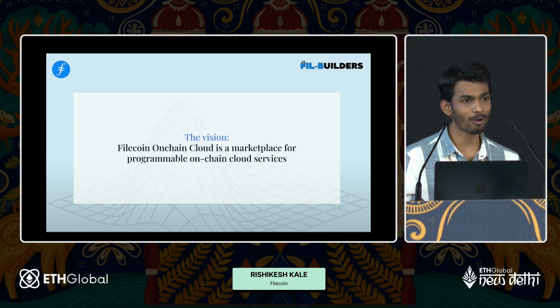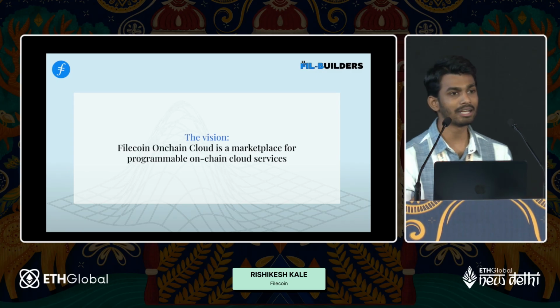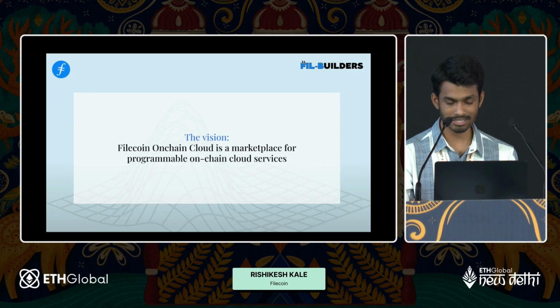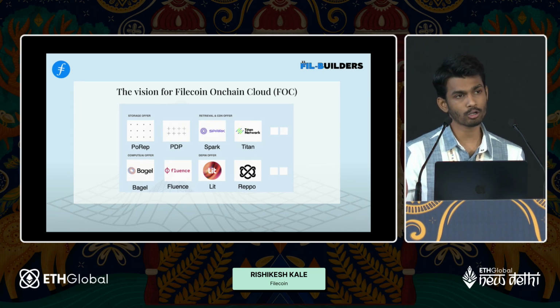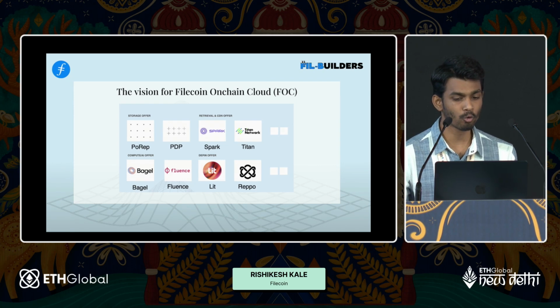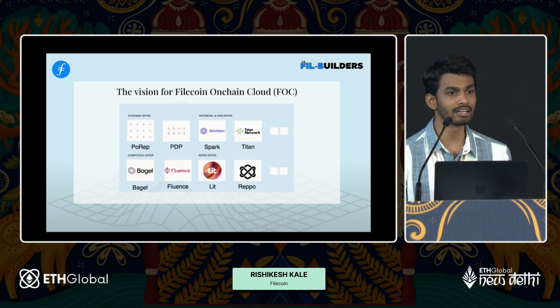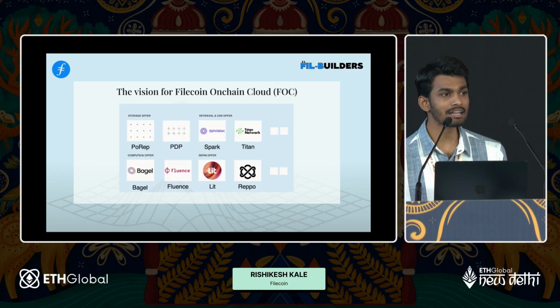So the vision of Filecoin Onchain Cloud is that we are trying to build a programmable marketplace for on-chain cloud services. There will be various sections coming under on-chain cloud services, and we will have a detailed discussion here. When we talk about cloud in general, there are four major aspects. The first one is storage offerings. The next one is retrieval services. The third one is compute and AI infrastructure. And lastly, if we see the decentralized angle of it, it's going to be DePIN.